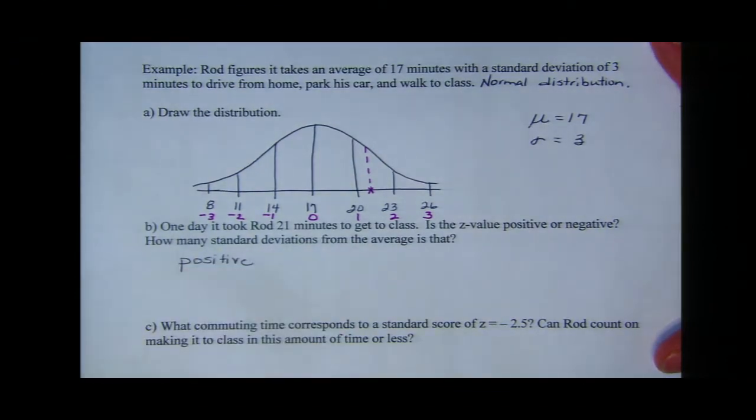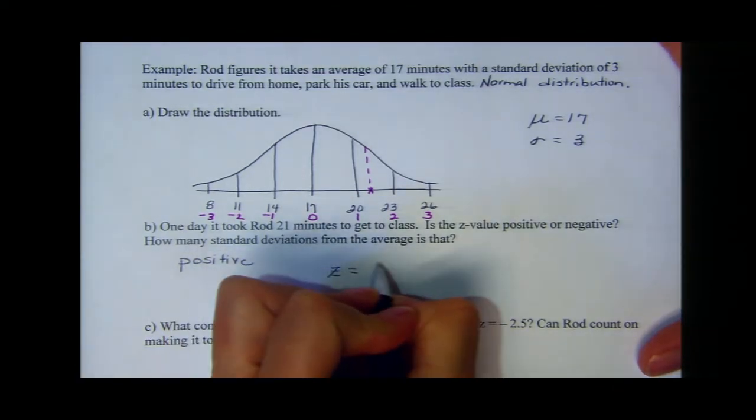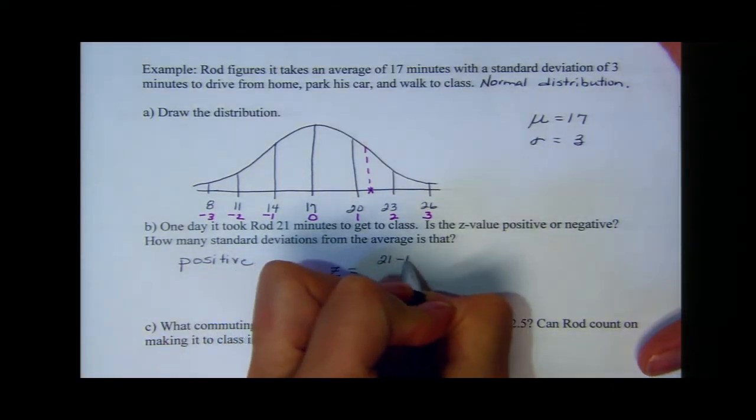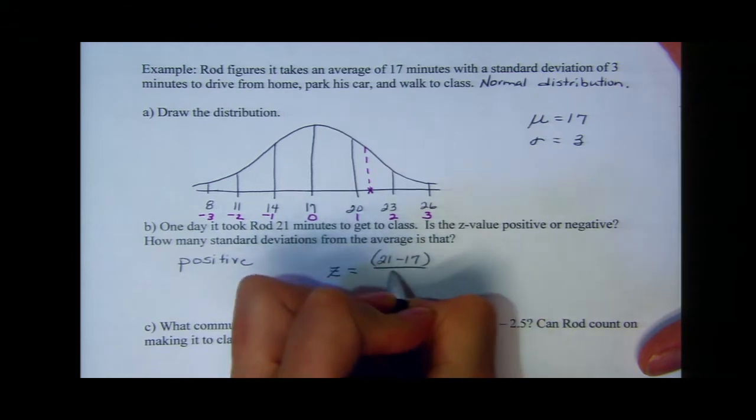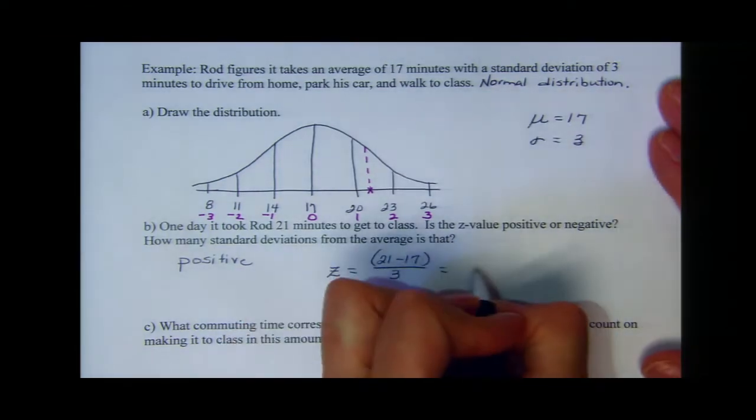Then it wants to know exactly how many standard deviations away it is. Well, I know it's between 1 and 2, but we're going to go ahead and calculate that. So that would be x, 21, minus mu, 17, divided by 3. And it is 1.33.